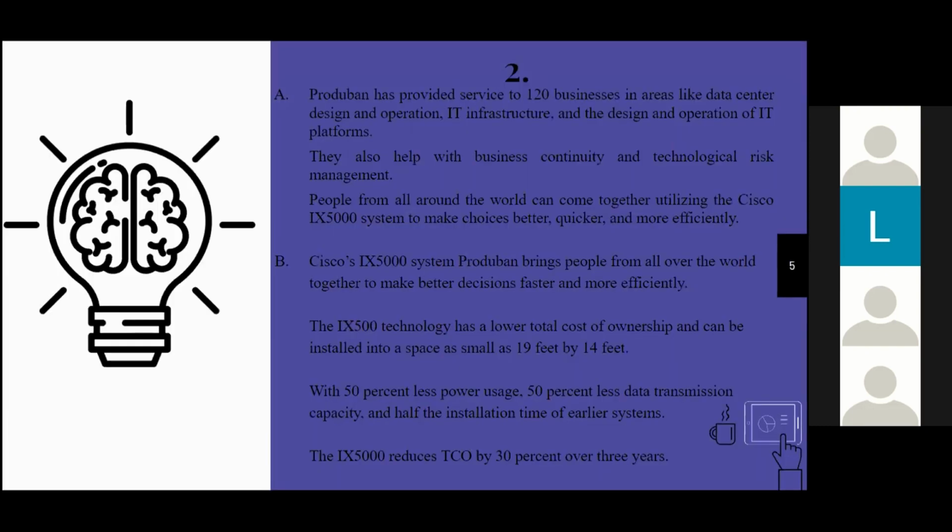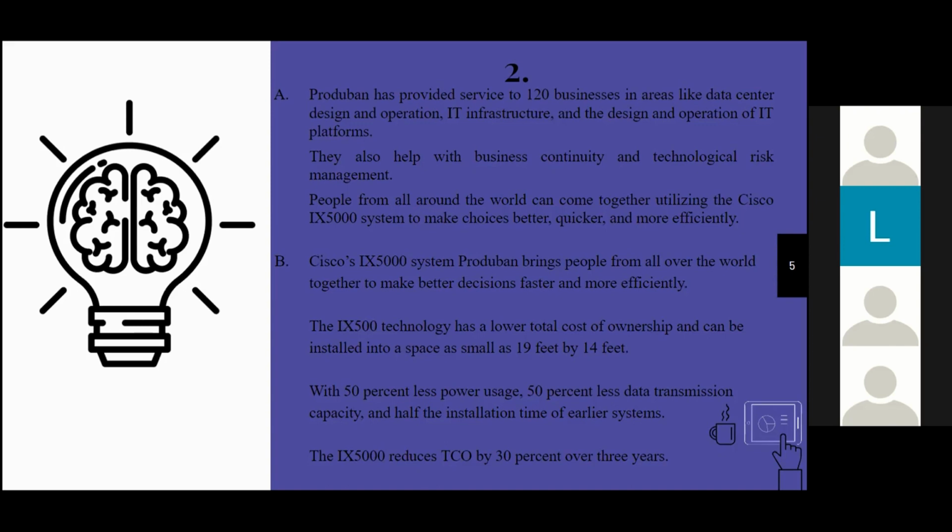A, with more than 5,500 employees working in 9 different countries, Produban services more than 120 companies in areas such as data center design and operation, IT infrastructure design and operation as a service, IT platform design and operations as a service, technology risk management, and business continuity and management of end users, computing mobility, and self-service management. The company is dedicated to technology innovations and continuous improvement.